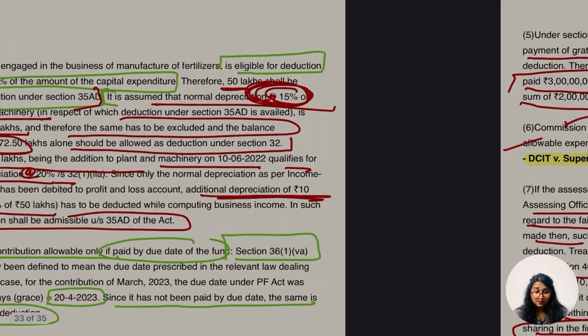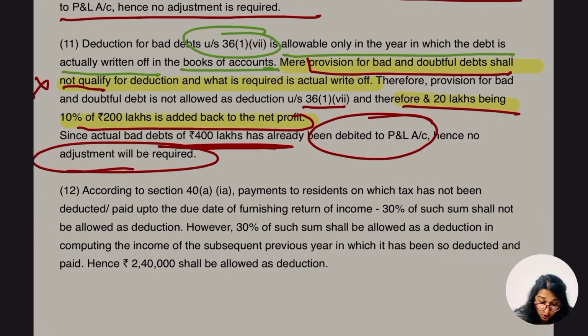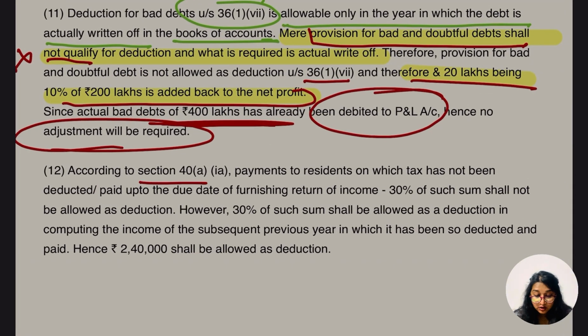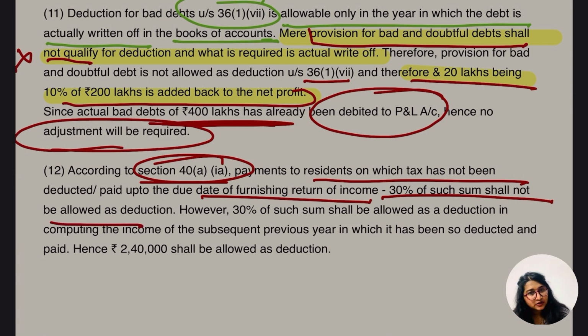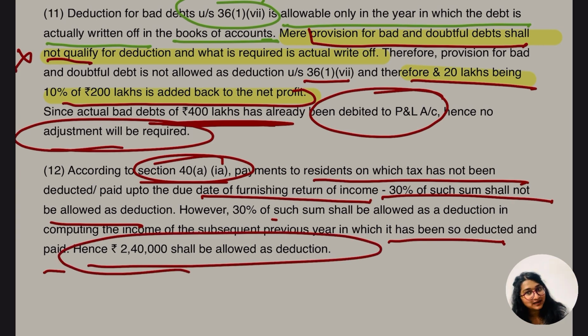Let's go to working note number 12, which says: according to section 40 subsection A clause 1A, payment to a resident on which the tax has not been deducted, or paid up to the due date of furnishing the return, 30% of such sum shall not be allowable as deduction. In simple way, 30% would be disallowed. However, 30% of the sum shall be allowed as deduction in computing the income of the subsequent previous year in which it has been deducted and paid. So hence in this case this 2,40,000 is not going to be allowable as a deduction.